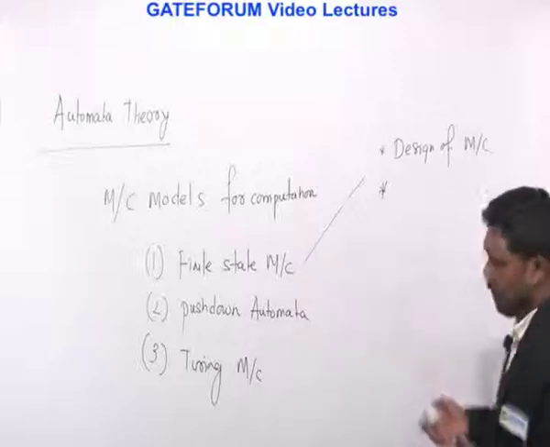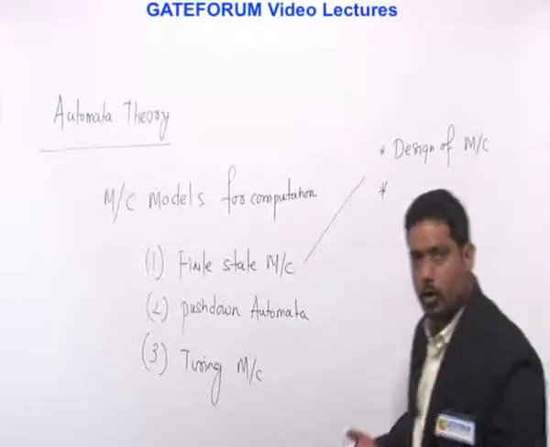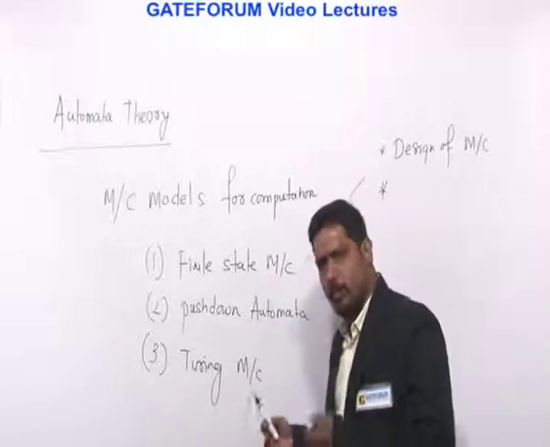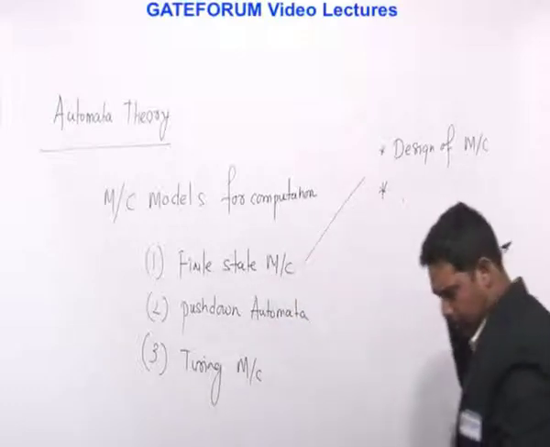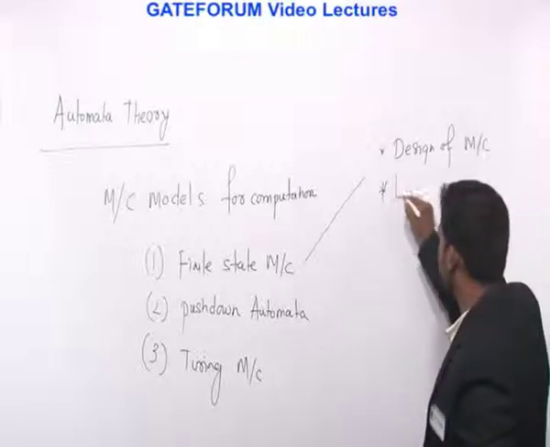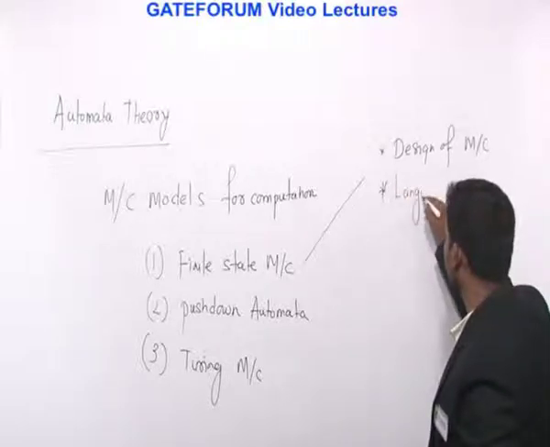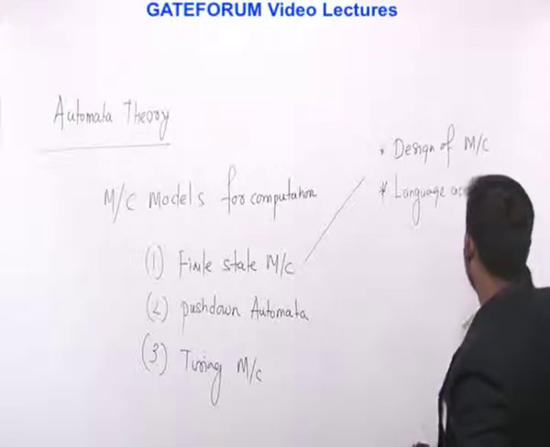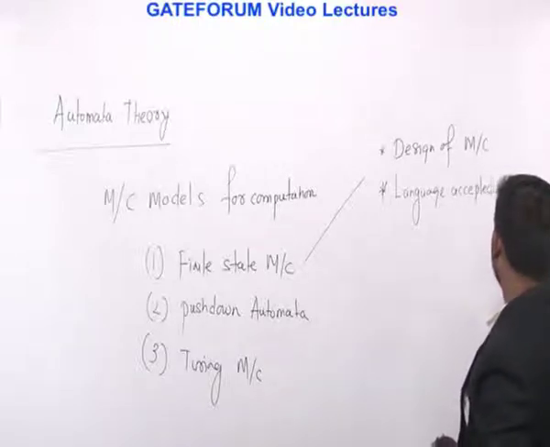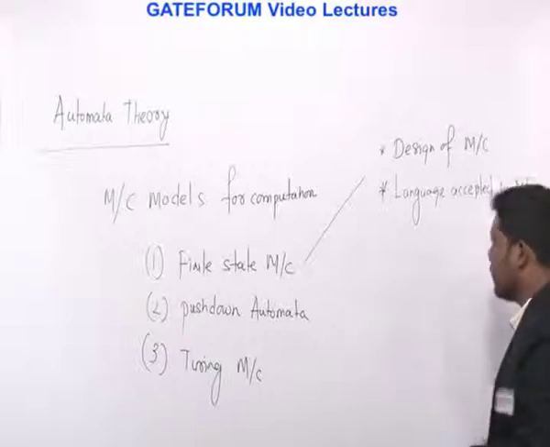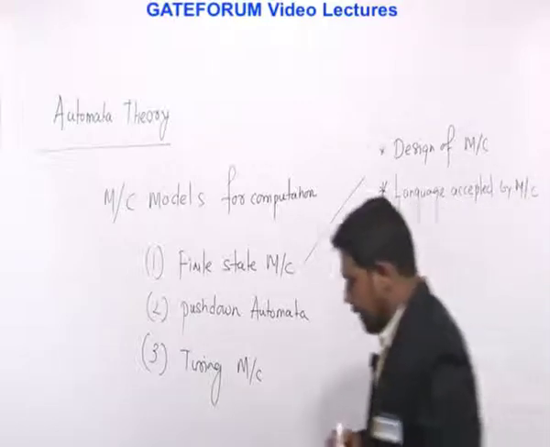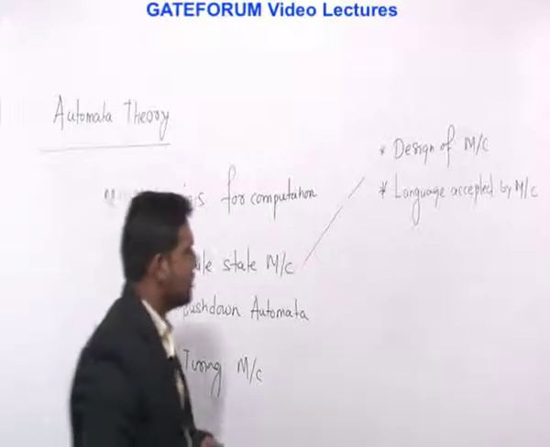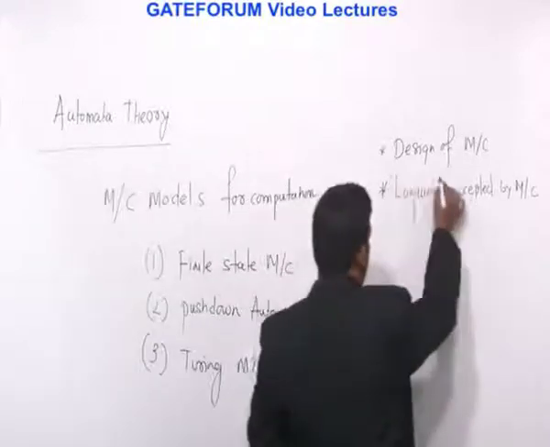The main heading is what computation, what problem is solved by FSM, PDA, Turing machine, what type of problem they solve. And I'm using a term, language. Okay, this is the first time I'm using the term: language accepted by machine. Do not hurry, just write it down as a heading. I'll describe what a language is after a short while.